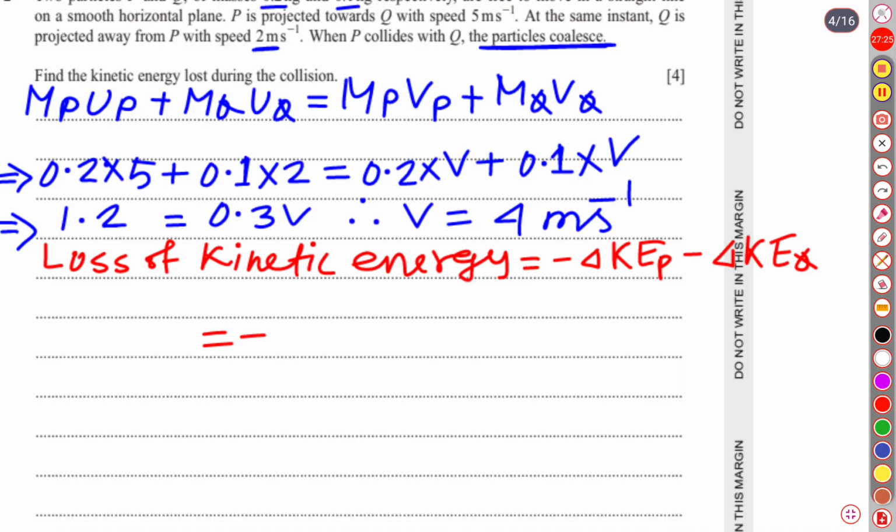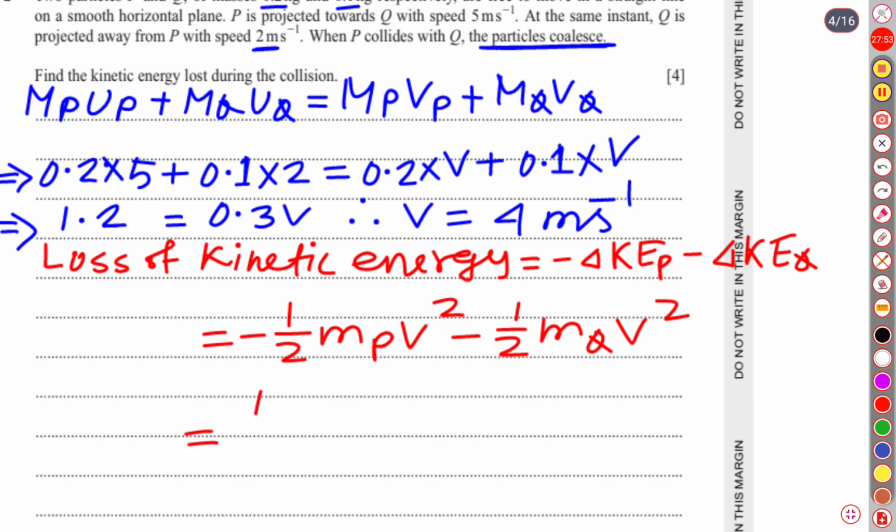We have applied it in the previous solution. It is half, mass of particle P and the difference between the squares of the initial and final velocities, minus again the second one, mass of the second particle Q and the difference between the squares of the initial and final velocities. Let us substitute the values.